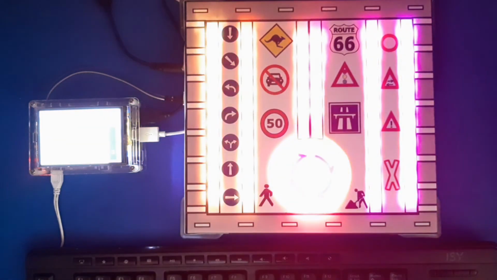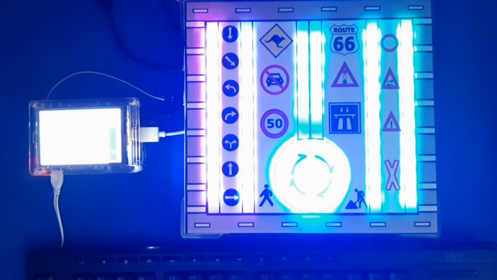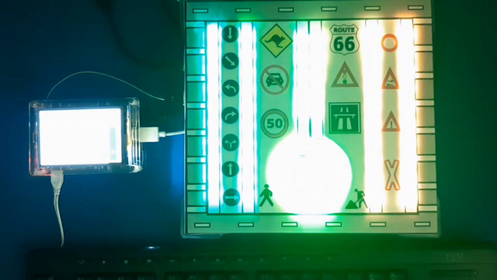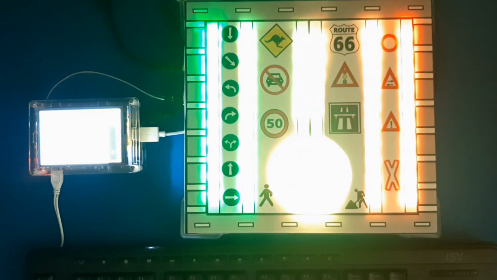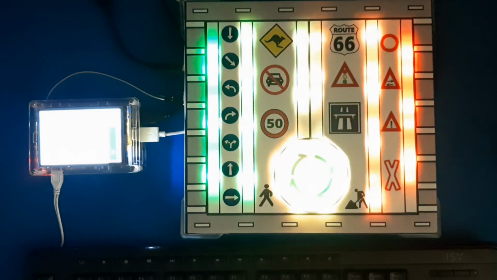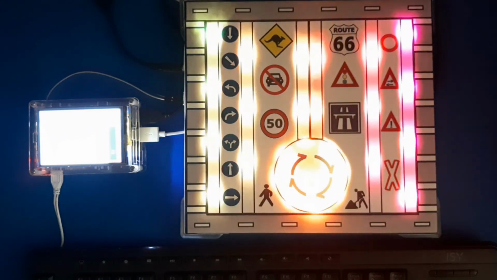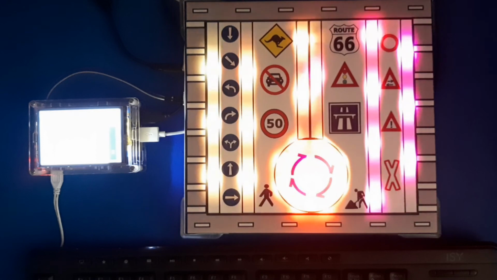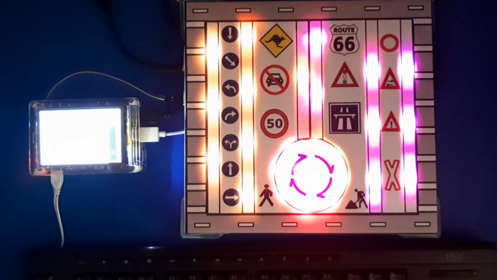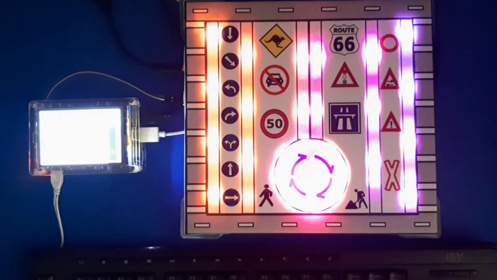So the mode demo is starting with rainbow colors. So the next demo is Chase, it's called. And different color LEDs are tracing along the highway.